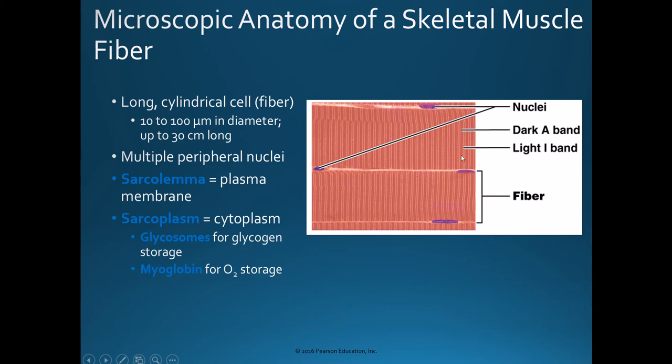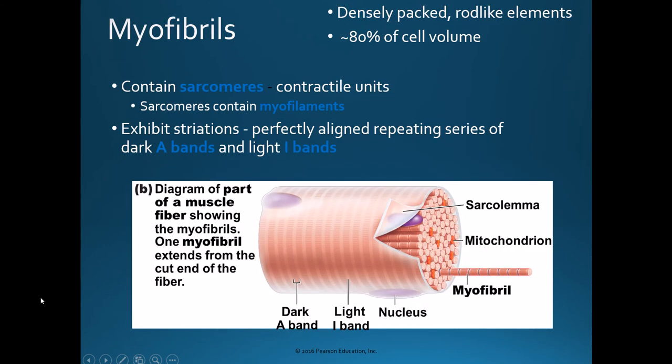You'll also see we have these striations, these stripes, the dark A and the light I. Now we're going to really see what actually causes the striations in skeletal muscle and cardiac muscle. And the reason we have that is because we have these little fibrils. So every single muscle fiber, here's a single muscle fiber. Here's our little sarcolemma plasma membrane, typical phospholipid bilayer plasma membrane.